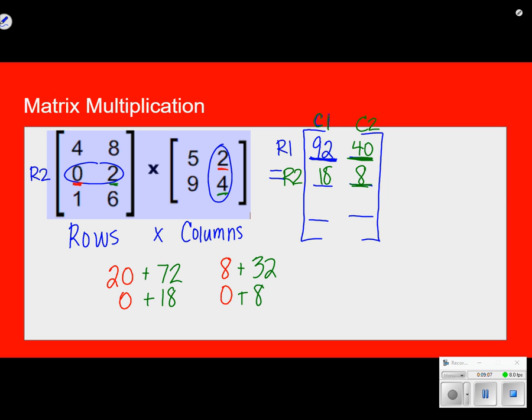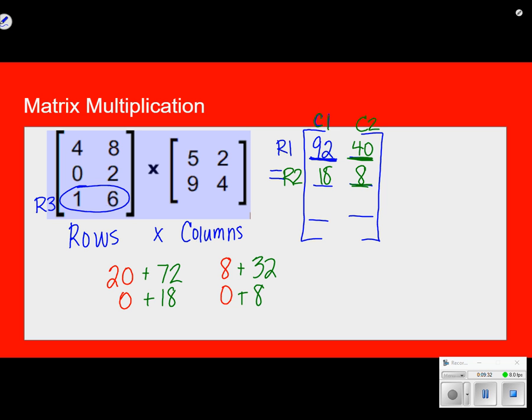So I want you to pause the video and see if you can handle row 3. You should be getting 2 numbers as answers, but actually, if you're paying attention to my work, you're ending up adding more numbers together, but the result is 2 numbers.